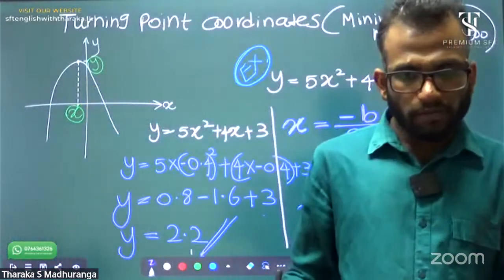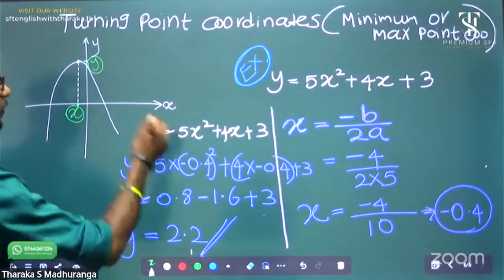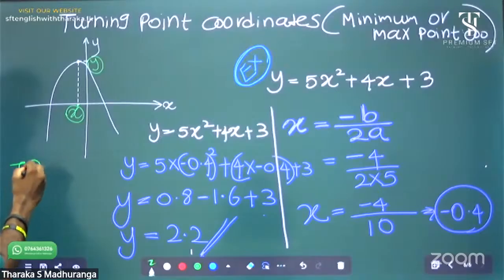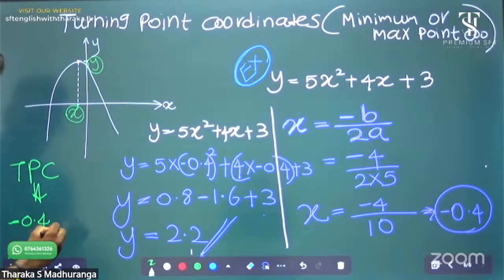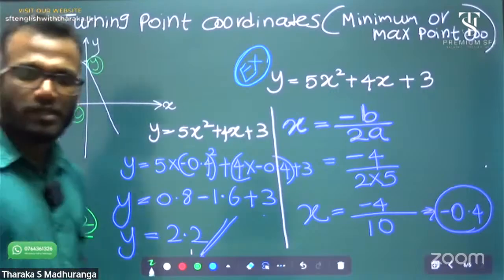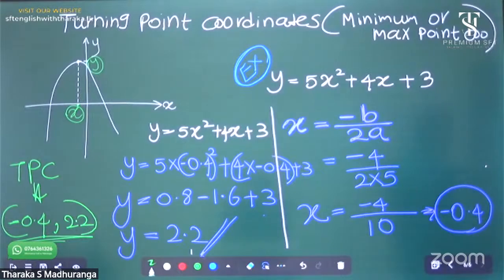Okay, now you can state the turning point coordinates. What's the value of the turning point coordinates? The x value is minus 0.4, comma, plus 2.2 is the answer. Okay, they are the turning point coordinates. Please note down if you want.